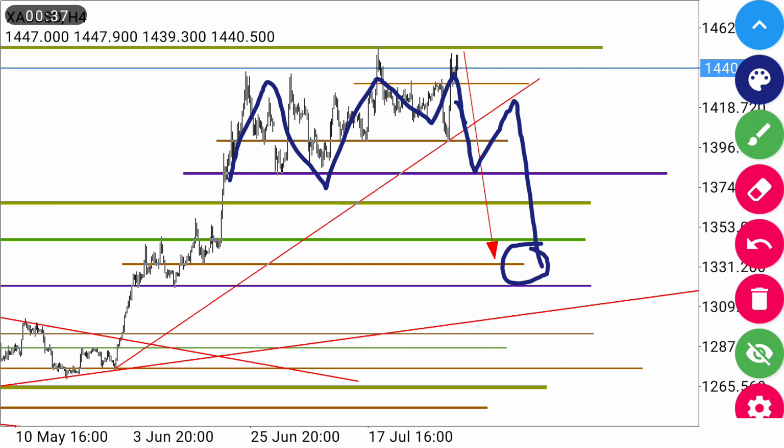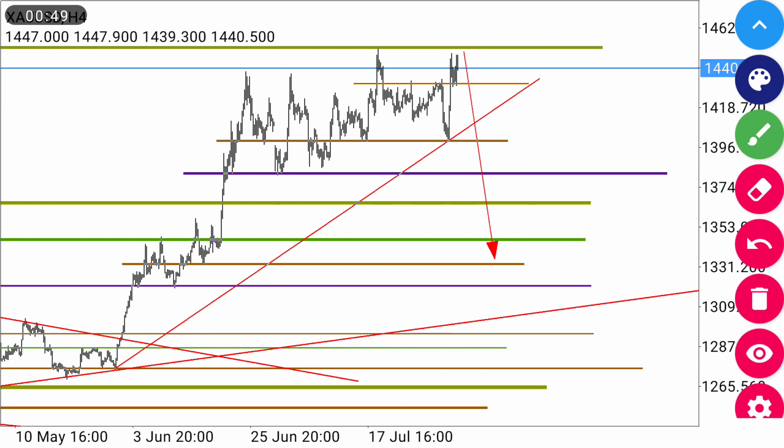Where do we get our entry? Our entry confirmation will be here, and if we miss that entry, we wait for a good retest of the break and retest of this trend line, and our target area is this one. This is XAUUSD and this is the H4 time frame.